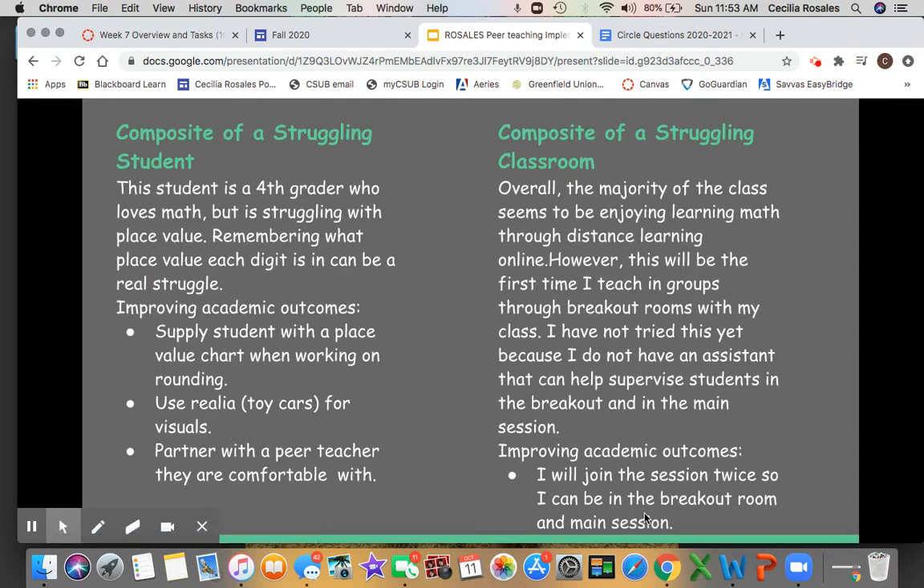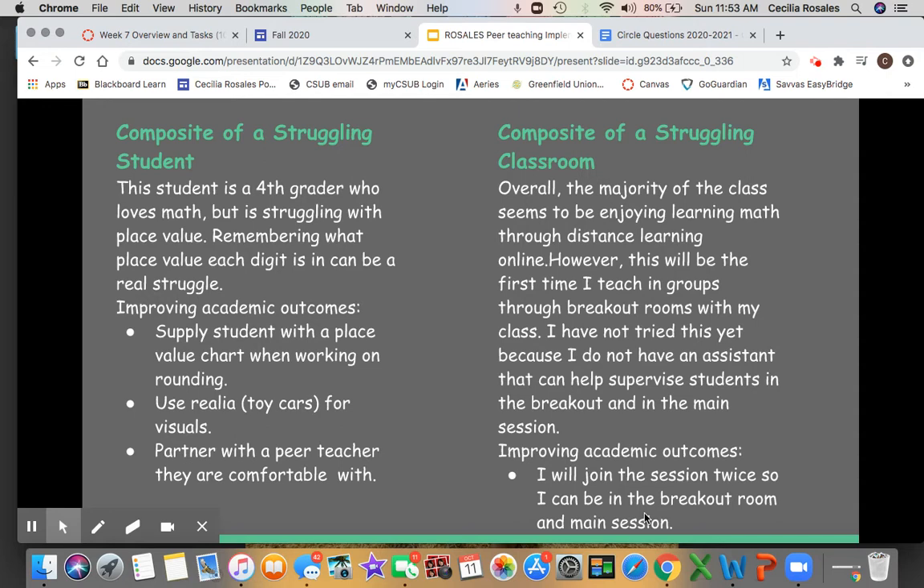Okay, so the composite of a struggling student in my class. This is a student who loves math, but is struggling with place value because they cannot remember how to identify the place value of each digit, and so that's a struggle for them. I supply the student with a place value chart when working on rounding so that they're more focused on how to round than identifying place value.